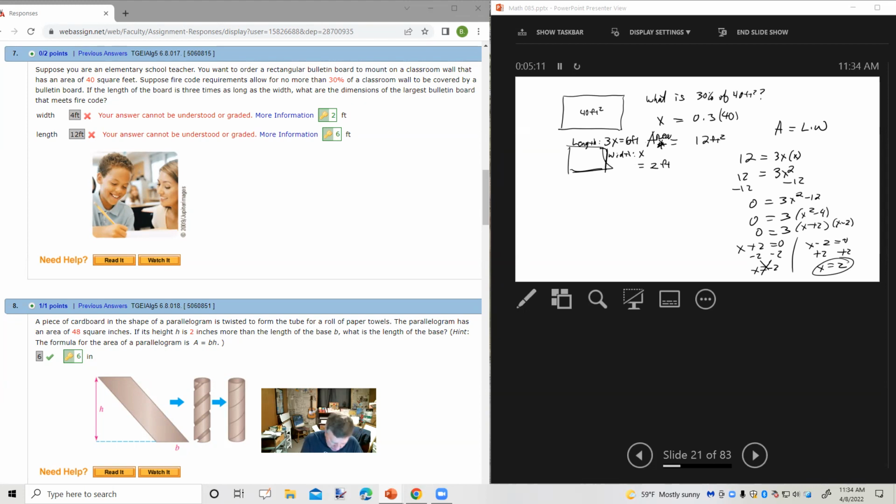So what are the dimensions? Width equals 2 feet. Length equals 6 feet. Any questions about that problem? Anything there you want me to go over in more detail, or you're good to go?